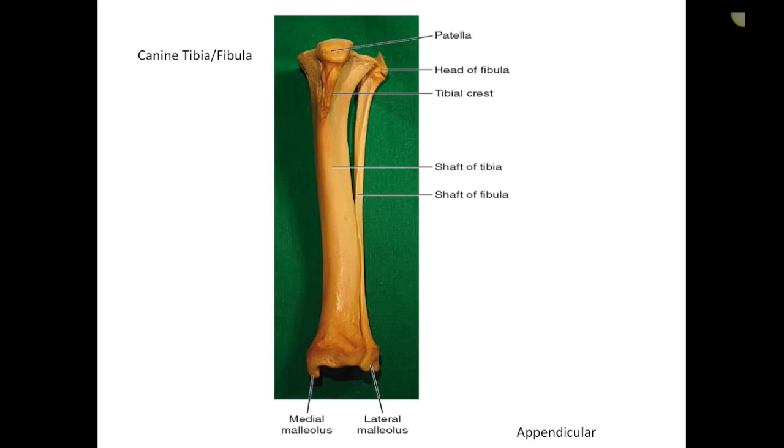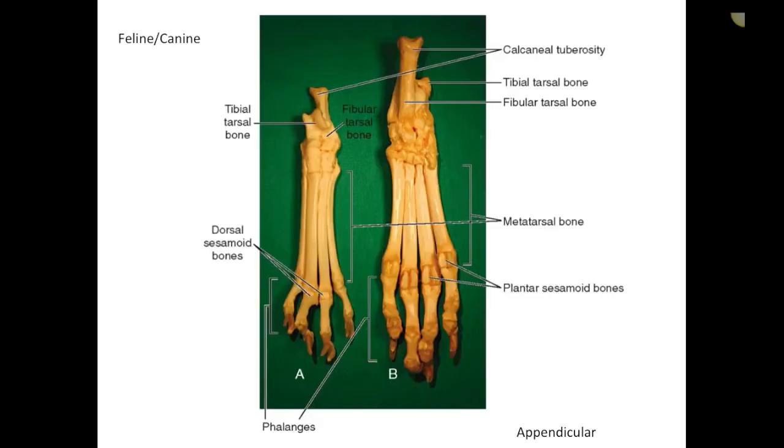The canine tibia and fibula, note the spelling, fibula, it's not fibia. So at the top here, at the proximal aspect, we've got the patella, which is a small sesamoid bone. And then we have the head of the fibula, the head of the tibia. One thing I'll point out in class is the tibial crest, which is quite beautiful, allowing for muscle attachment. And that's a specific area I'll talk about in class.